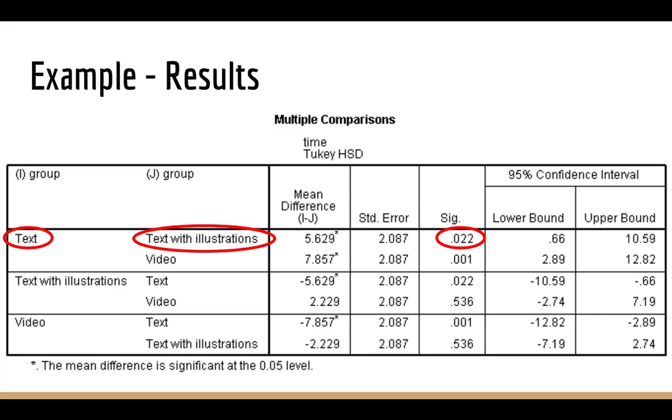So let's compare the others now. So text and video. Now you drop down to the video row and you follow it across and you look at its P to see if text and video were different. Were they? Yes. Okay. 0.001 is less than 5%, so text and video were different.